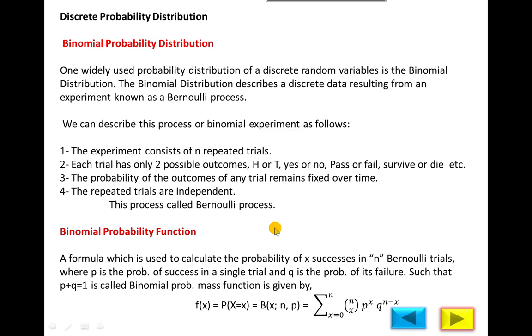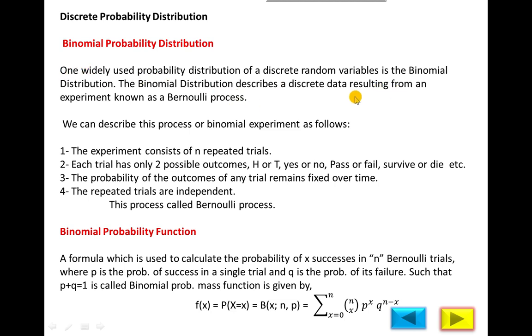So what is the difference between the discrete probability distributions? This is the important thing. The most important thing is we select the probability distribution according to the outcomes of the variable, or according to the characteristics of the outcome of the variable. So what are the characteristics of the binomial distribution? This is the most important thing.